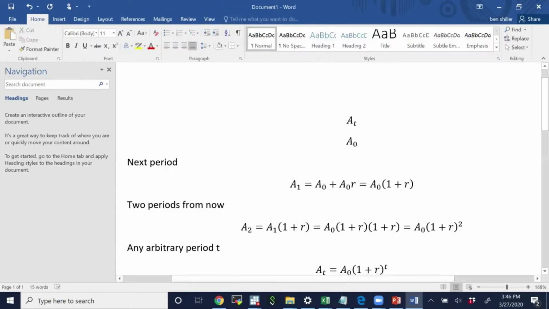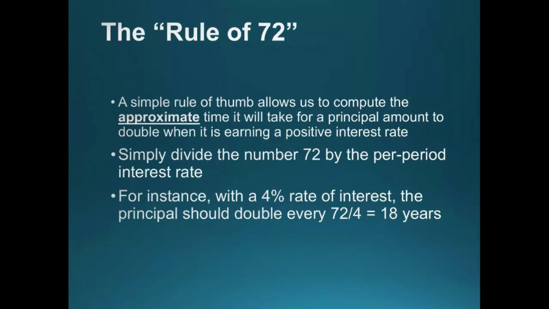So, one other quick note before we move on to the next topic. I wanted to talk about the rule of 72. It comes pretty close to telling you, if you invest something today at a constant interest rate, how long it will take for that amount to double in value. The way you actually use this rule, you take 72 and you divide that by the interest rate. And that gives the number of periods or years before the investment will double.